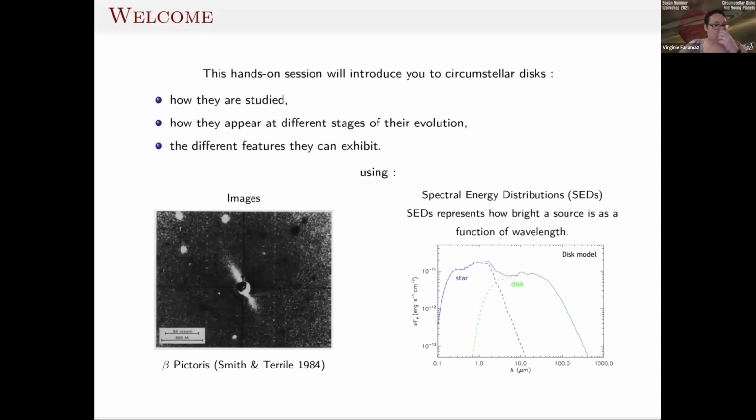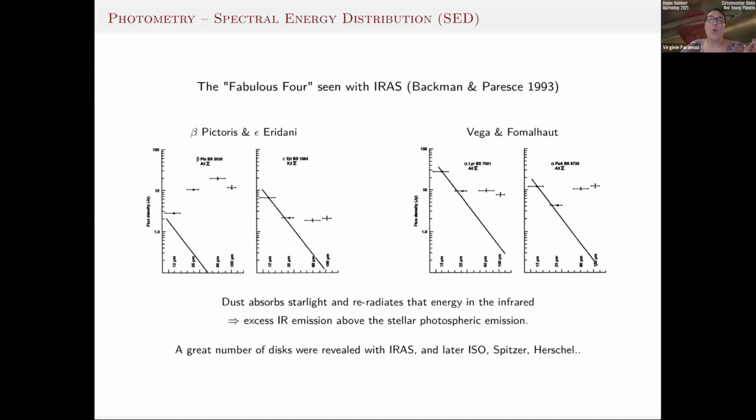Spectral energy distributions were historically the first tool that was used to detect disks. We did not get images straight away. What we got were spectral energy distributions. This is what we call the Fabulous Four. They were seen with IRAS, I don't know what the publication is, 1993. I think we got them before the images actually.